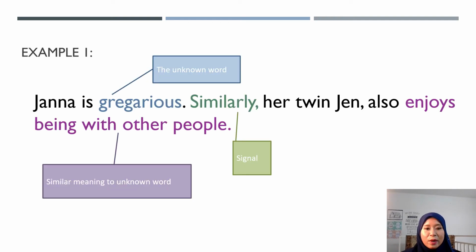Let's look at example 1. Jana is gregarious. Similarly, her twin Jen also enjoys being with other people. The unknown word is gregarious. The signal is similarly. And the similar meaning is enjoys being with other people. So we know that the definition of gregarious is someone who enjoys being with other people.